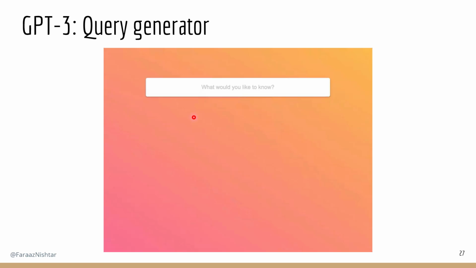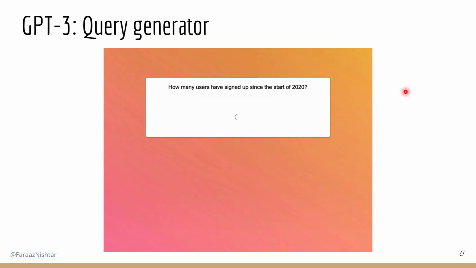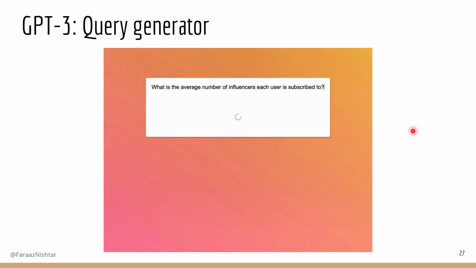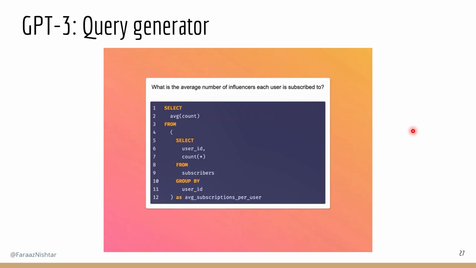Let's have a look at another example, the example of generating a query by just providing a description. So you provide a query like, how many users have signed up since the start of 2020. And it generates a SQL query for you nicely, where the created ID is larger than the 1st of January 2020. Or the average number of influencers each user is subscribed to. And it also nicely does that for you. It also groups that by user ID and average subscriptions per user. That's the criteria.